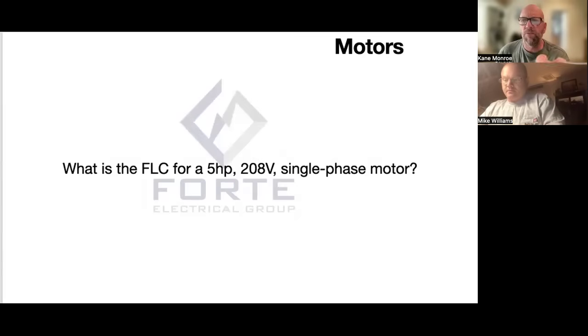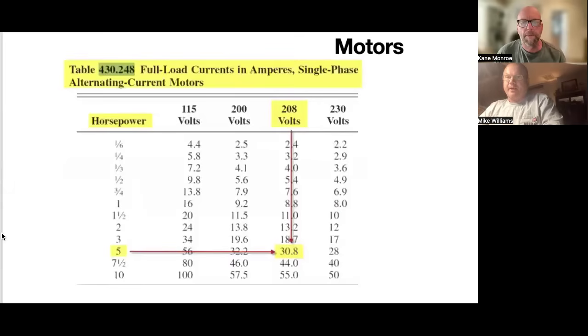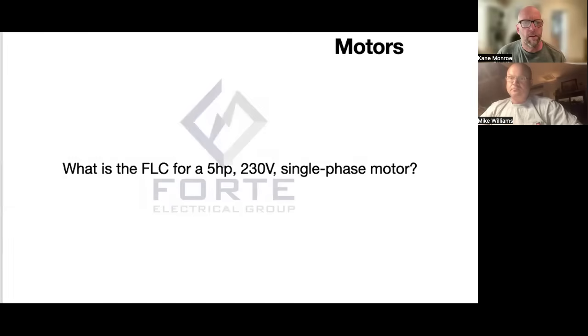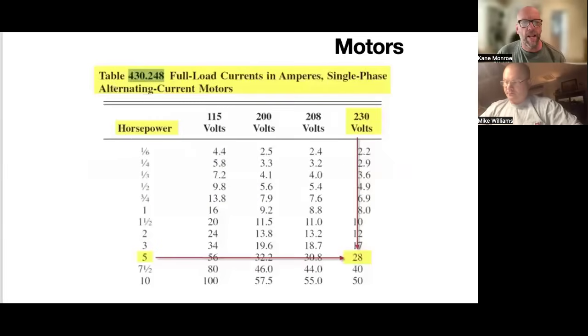And what I'm going to do, I'm just going to flip through this. This is on your video and you can go back and change it. What I strongly suggest, Mike, is when you study, change this around. Change your horsepower, change your voltage around just for studying purposes, just so you can get used to flipping through. It's real easy. At 208, that would be 30.8. Right. Exactly. So here's another single phase, 5 at 230. That'd be 28. There you go. You got it.